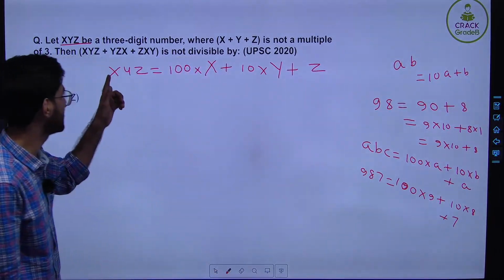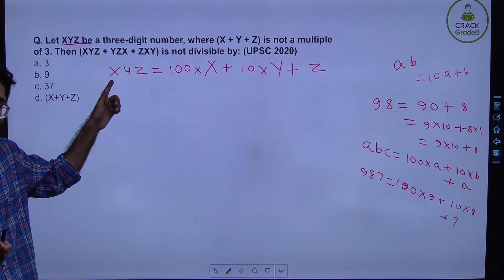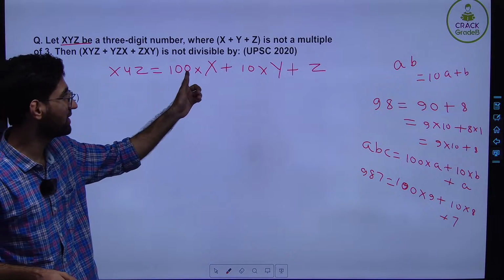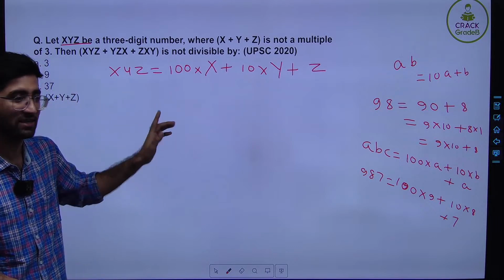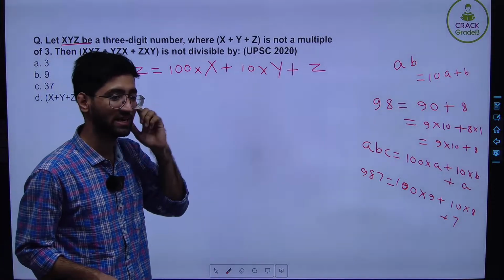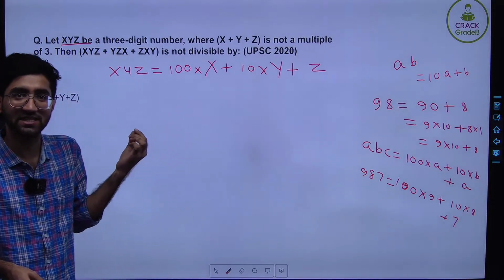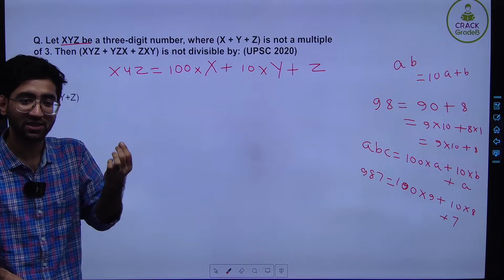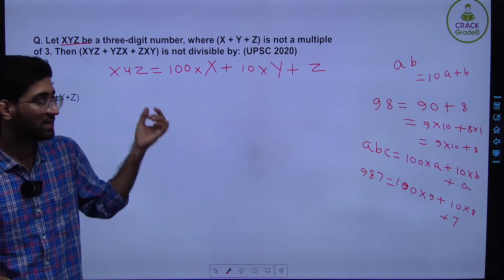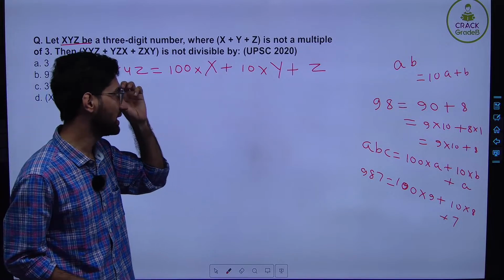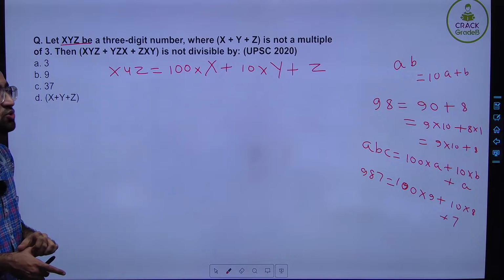Why? Because this X is at the hundreds place. That's why we multiply it with 100: 100 into X. Y is at the tens place, which means 10 into Y. And Z is at the units place, so 1 into Z, right? So XYZ equals 100 into X plus 10 into Y plus Z.